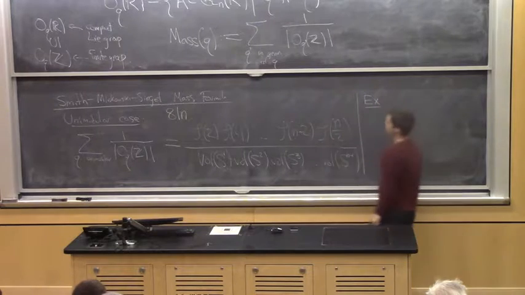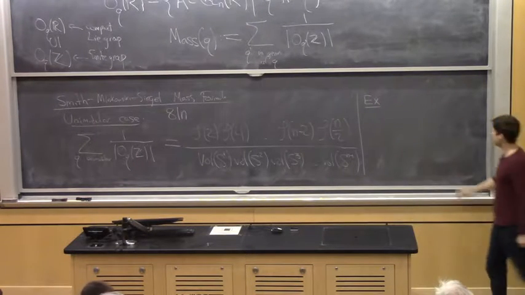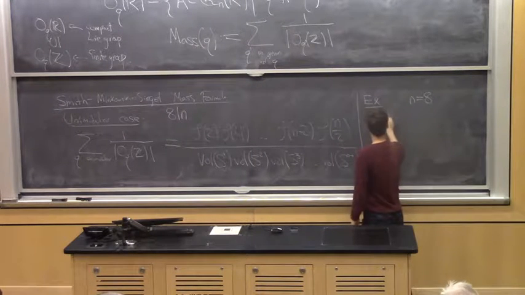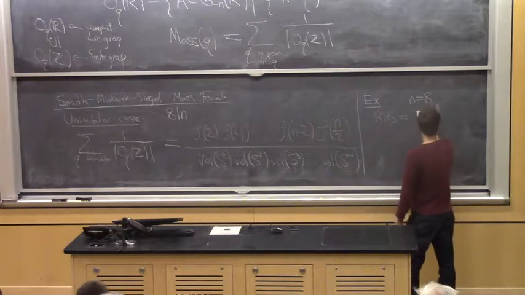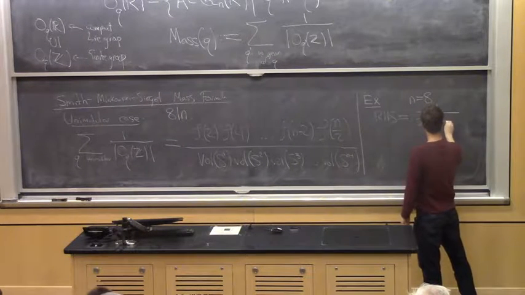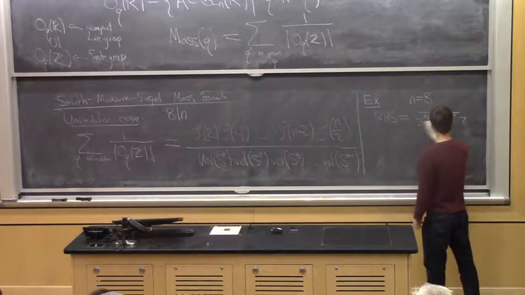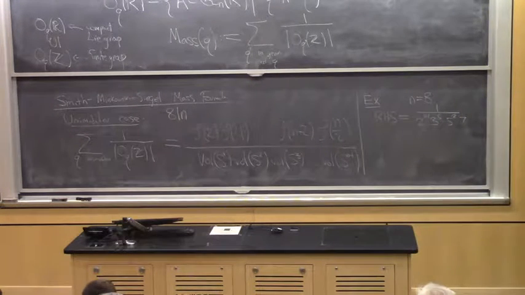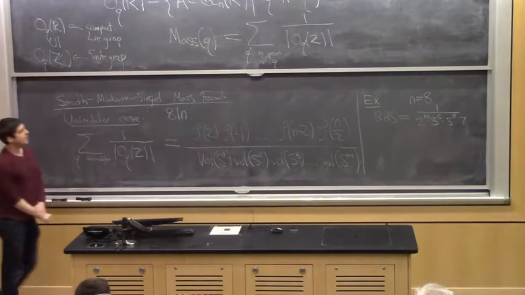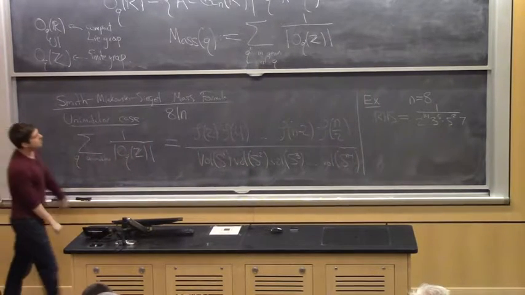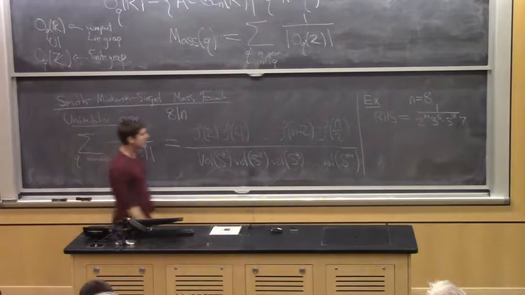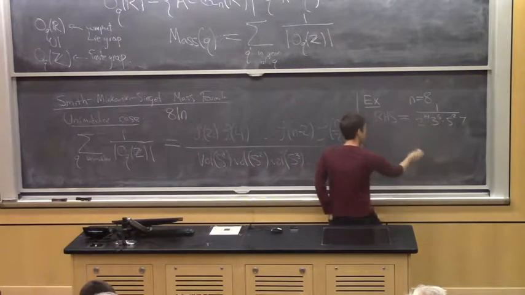The simplest example is when n is equal to 8. In that case, you can evaluate the right-hand side explicitly, and what you get is 1 over 2 to the 14th times 3 to the 5th times 5 squared times 7. If you really like exceptional Lie groups, you might recognize that number. That number is the order of the Weyl group of the largest exceptional Lie group E8.